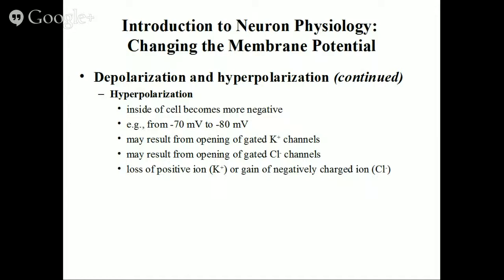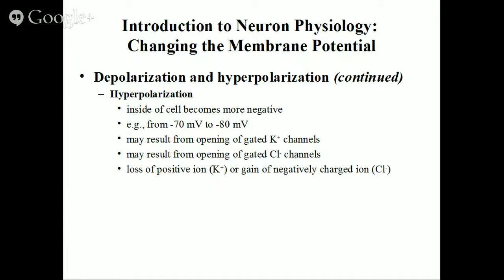Those voltage gated channels open up, and there's a ton of those on the axon. So when they open up, they allow a lot of positive sodium ions to flood into the axon, therefore drastically increasing the transmembrane potential, raising the number from a negative 55 millivolts all the way to a positive 30 millivolts.